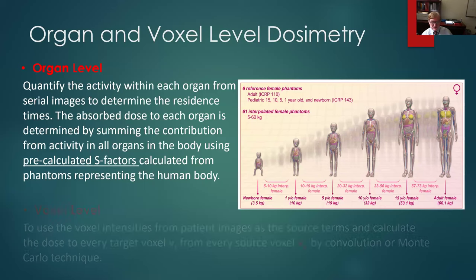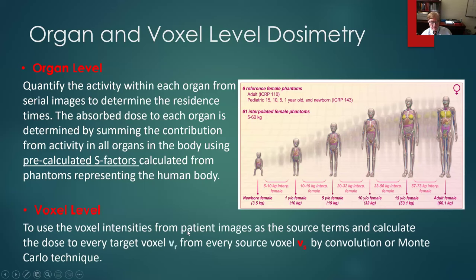In voxel-level dosimetry, there are computer programs that use the voxel intensities from the patient images as the source terms and calculate the dose to every target voxel from every source voxel, either by a convolution with a dose point kernel or by Monte Carlo techniques.